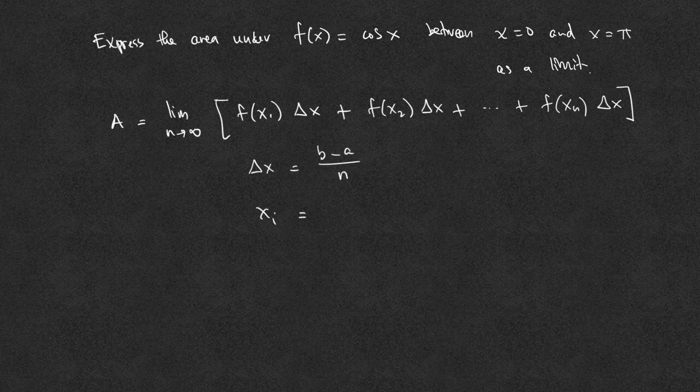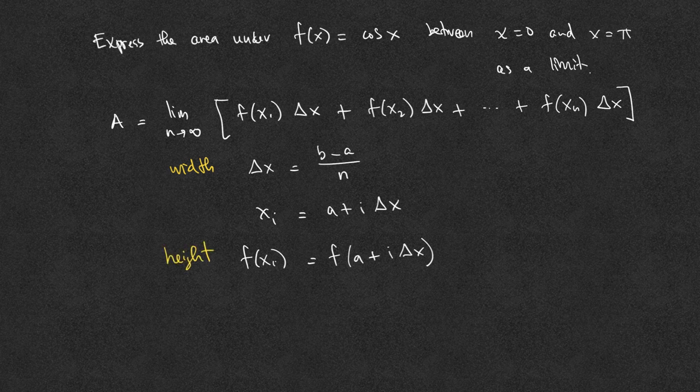x sub i is a plus i times delta x, and the height f of x sub i is f of a plus i times delta x. We need to know delta x because delta x gives us the width of the rectangle, and we will also need to know f of x sub i because it is the height of the rectangle. We won't need x sub i in the formula, but we would need to know what x sub i is so that we can find the height.